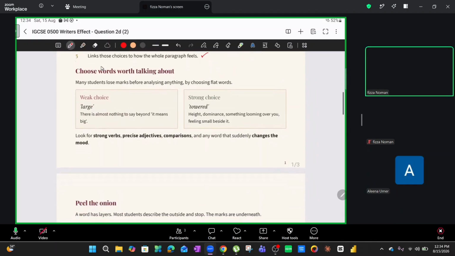Now choose words worth talking about. Many students lose marks before analyzing anything by choosing flat words. Acha, I cannot stress this enough. Being a grade 11 student, being an IGCSE student, being a first language English student, I would expect my students to be the absolute best when it comes to word selection. Does that make sense, beta?